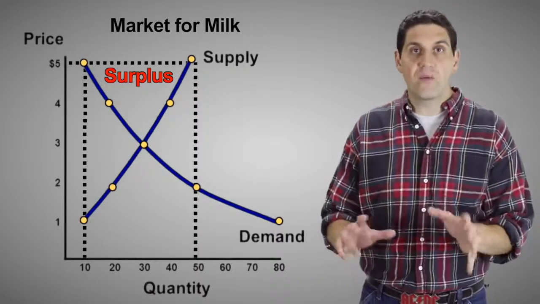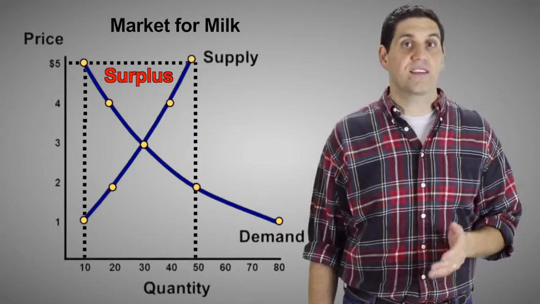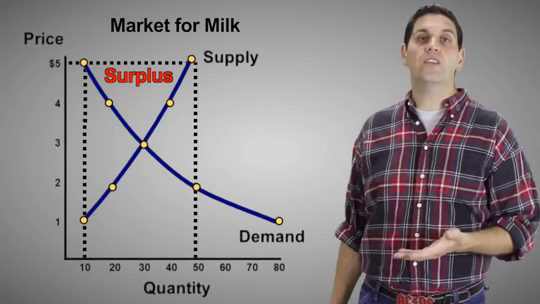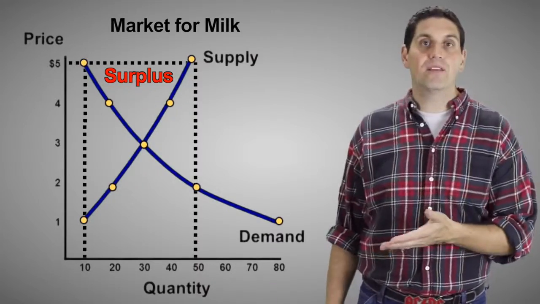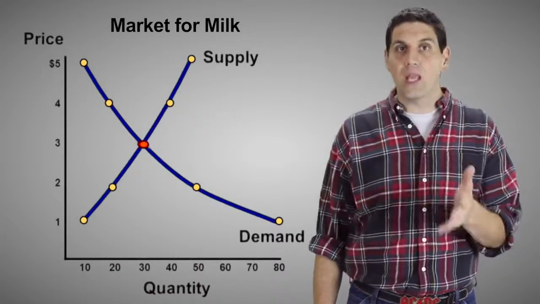Now, unless there's some sort of government involvement or something else weird happening in this market, a surplus is going to eventually fix itself. If producers were producing all this milk, but no one's buying at that high price, what are the producers going to do? Well, they're going to put all the milk on sale, they're going to lower it down to the equilibrium price.